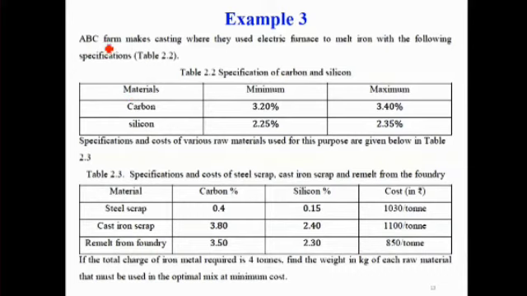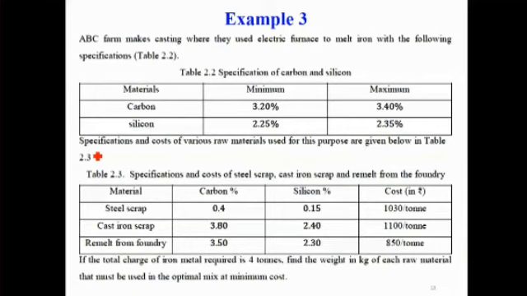So here an ABC firm makes castings where they use an electric furnace to melt iron with the following specification. So what are the specifications? We will see. We have two types of material, carbon and silicon. Carbon will be used from 3.20 percent to 3.40 percent, means we have to get that. Silicon should be between 2.25% and 2.35%. So a lower bound is there, and an upper bound is there.